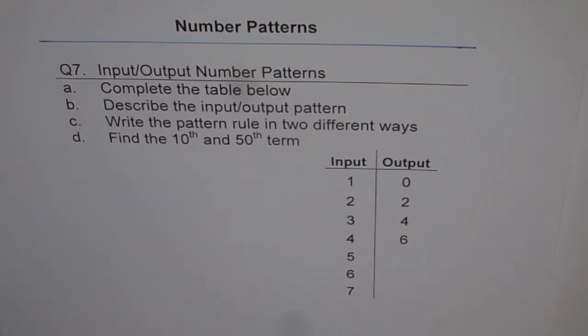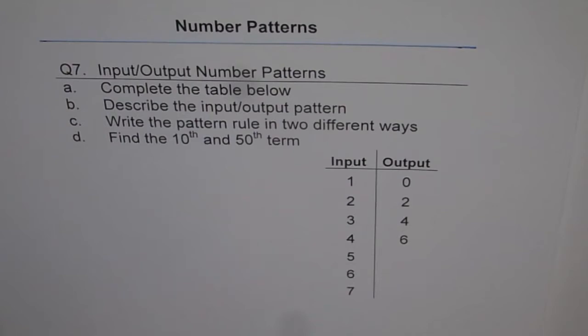Number patterns. Question 7. Input-output number patterns. A. Complete the table below. B. Describe the input-output pattern. C. Write the pattern rule in two different ways. D. Find the 10th and 50th term.